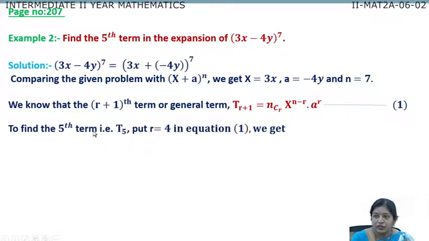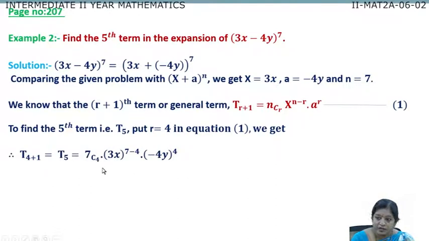Now the fifth term we have to find. To find the fifth term T5, what should we put in place of r to get T5? If we put the r value as 4, then 4 plus 1 is equal to 5. So we are substituting r equal to 4 in equation number 1, so that we get T(4+1), which is T5, equal to nCr. The n value is 7, so 7C4, the r value is 4, into x, the x value is 3x, so (3x) to the power of (n-r), 7 minus 4, into a to the power r. The a value is -4y, so (-4y) to the power of 4.